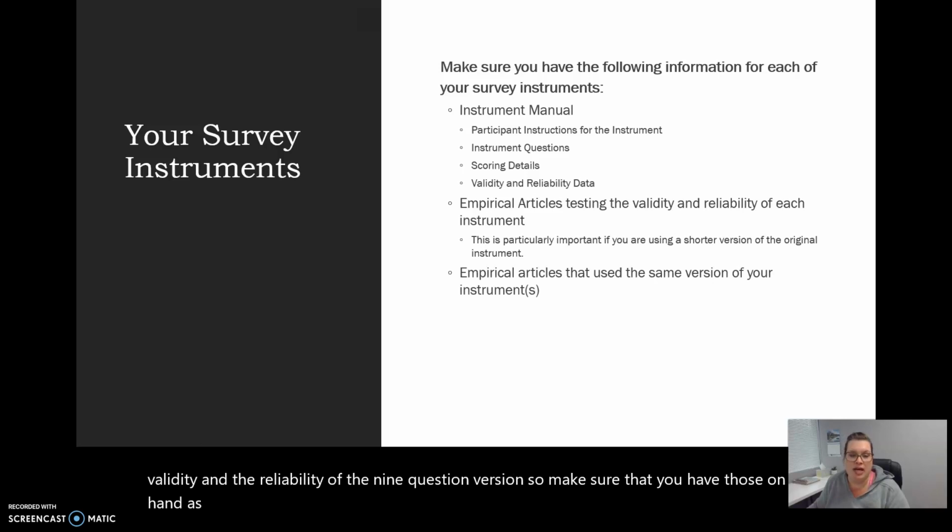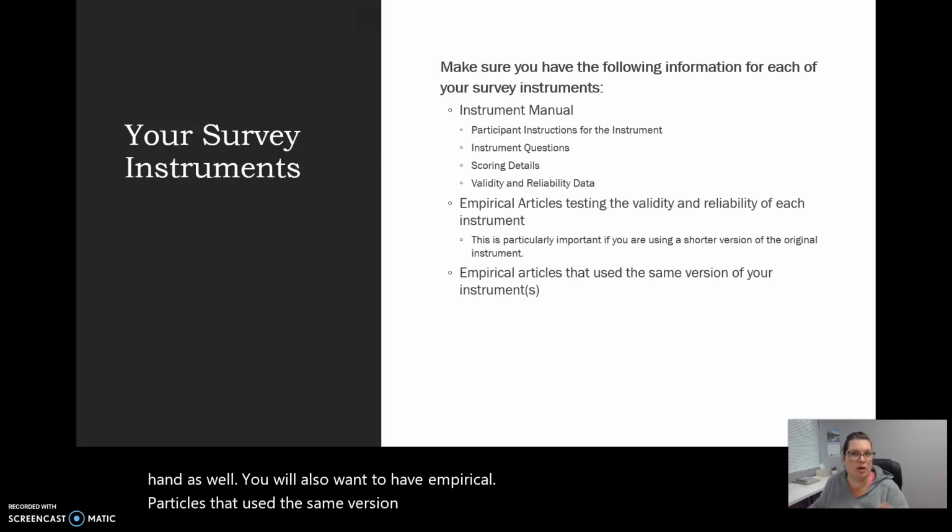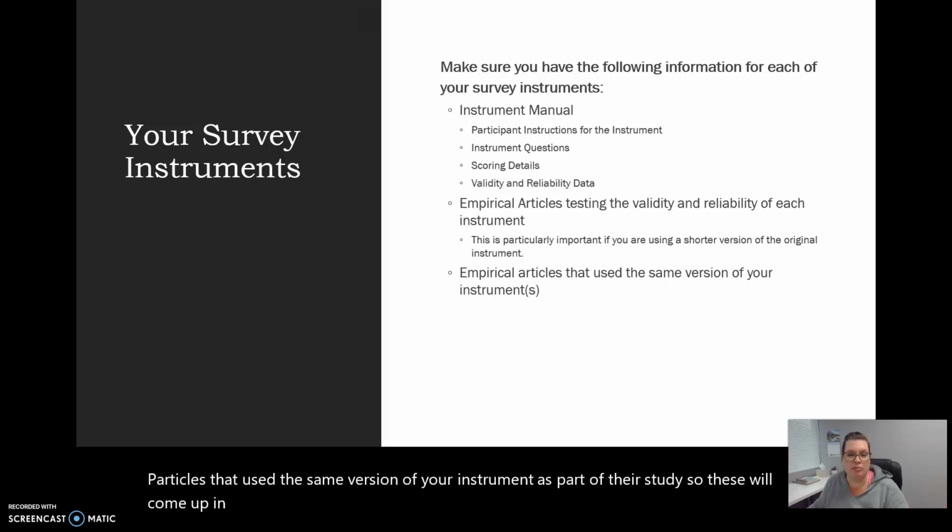You will also want to have empirical articles that use the same version of your instrument as part of their study. So these will come up in your literature review, but you may also want to reference them as you're writing about your instrument in Chapter 3.